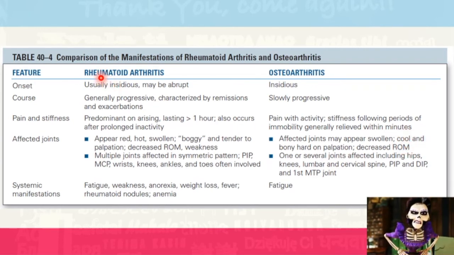Now in rheumatoid arthritis, notice that it says systemic pattern. There will be a systemic pattern of your PIP, MCP, wrist, and then your knees, ankles, and toes are often involved. So multiple joints in a systemic pattern. Going back to osteoarthritis, only one or several joints would be affected. Then look at the systemic signs and symptoms. Of course, there will be a lot of systemic signs and symptoms when dealing with a patient with rheumatoid arthritis, because we're talking here about fatigue, weakness, anorexia, weight loss, fever, rheumatoid nodules, and even anemia. Whereas a patient with osteoarthritis would tend to manifest only fatigue.